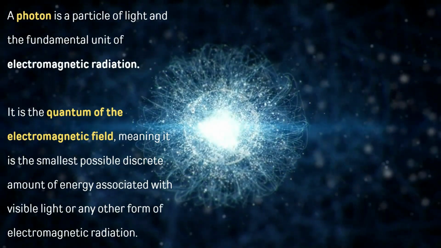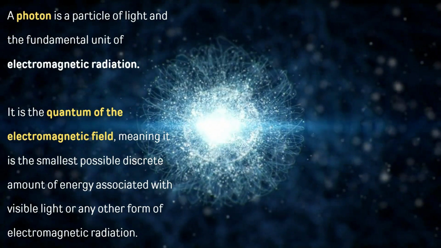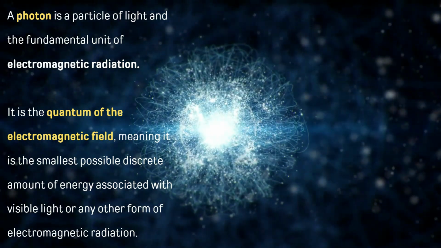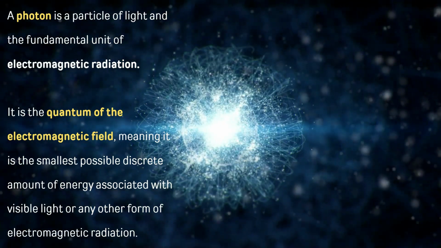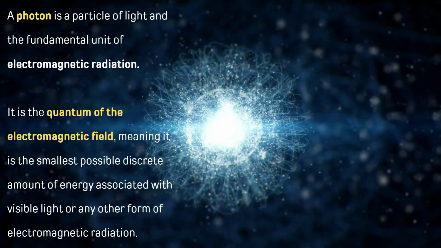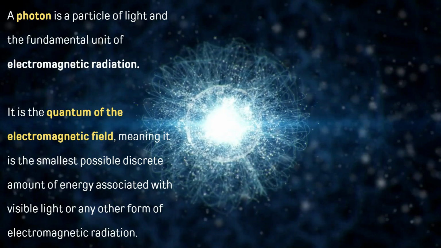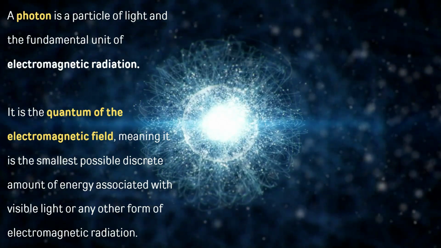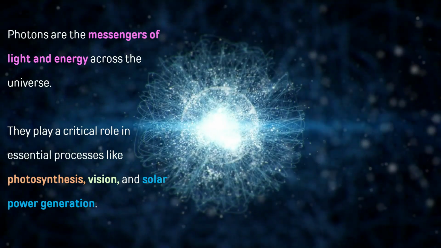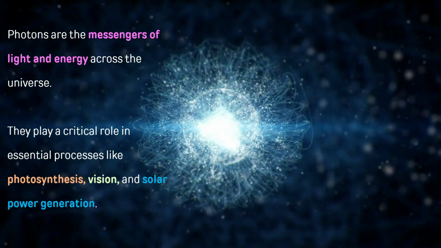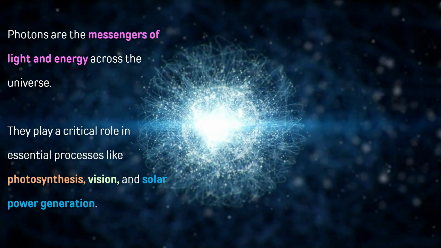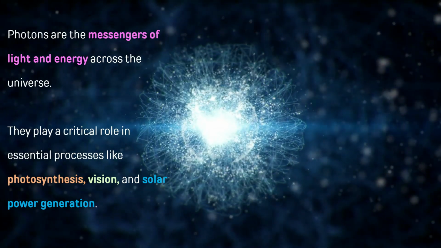A photon is a particle of light and the fundamental unit of electromagnetic radiation. It is the quantum of the electromagnetic field, meaning it is the smallest possible discrete amount of energy associated with visible light or any other form of electromagnetic radiation. Photons are the messengers of light and energy across the universe. They play a critical role in essential processes like photosynthesis, vision, and solar power energy.